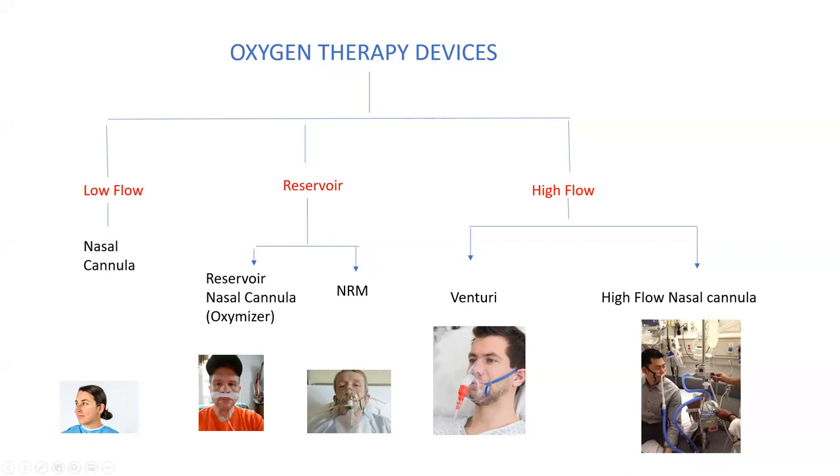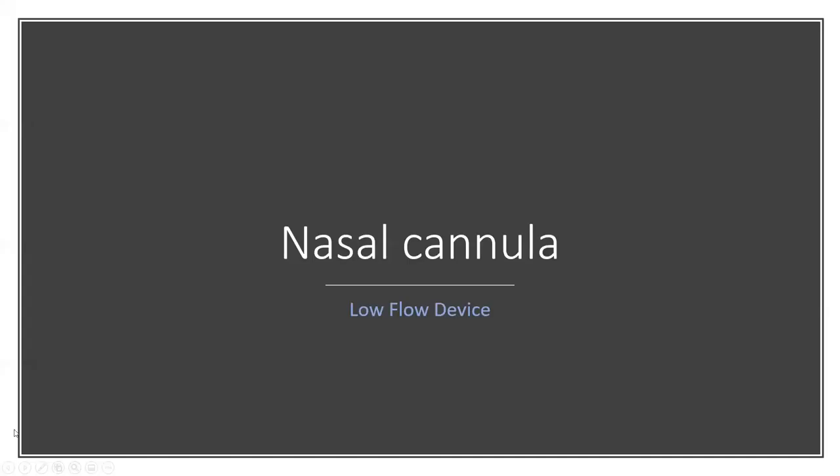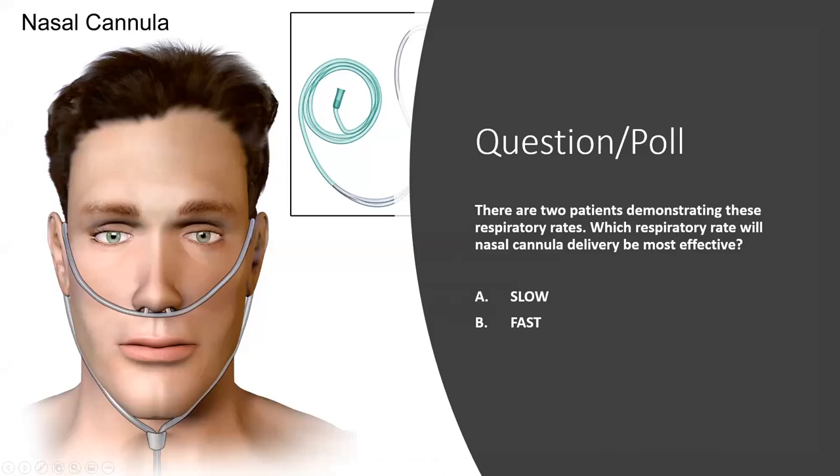Okay, let's go ahead with the first device, and that's nasal cannula. So I have a poll again. The question is, there are two patients demonstrating these respiratory rates. At which respiratory rate will nasal cannula delivery be most effective? Your answers?